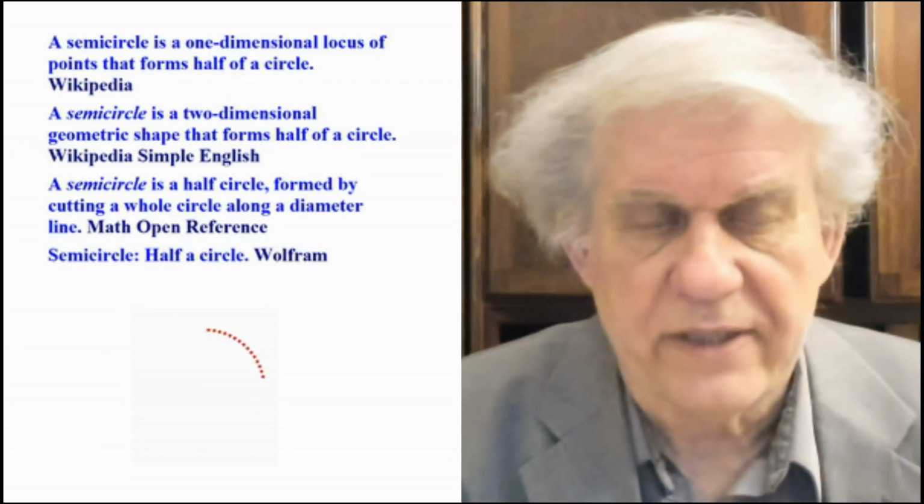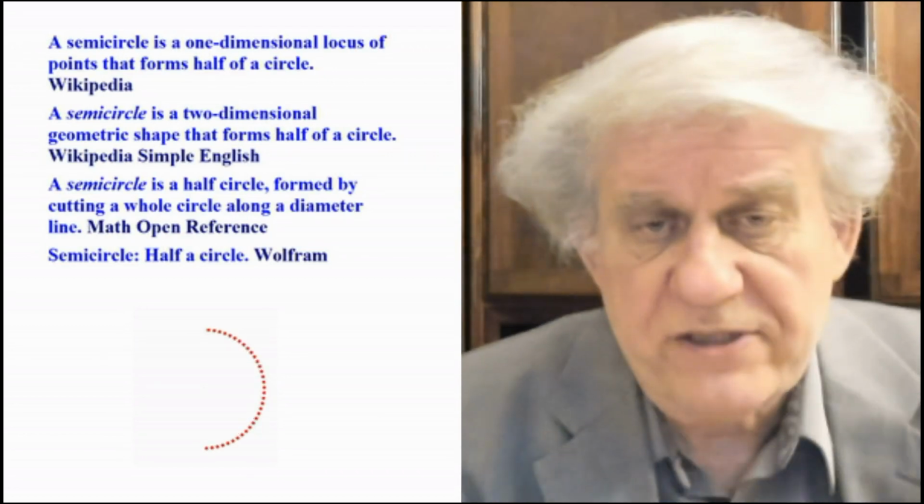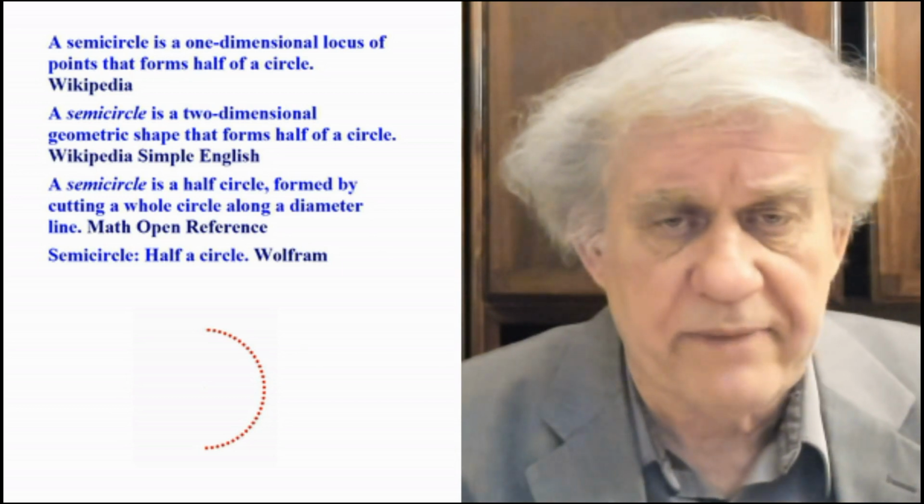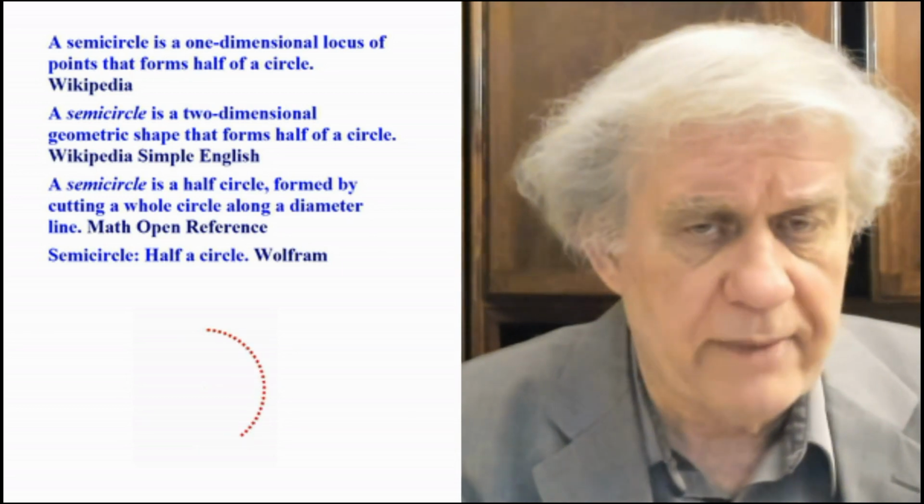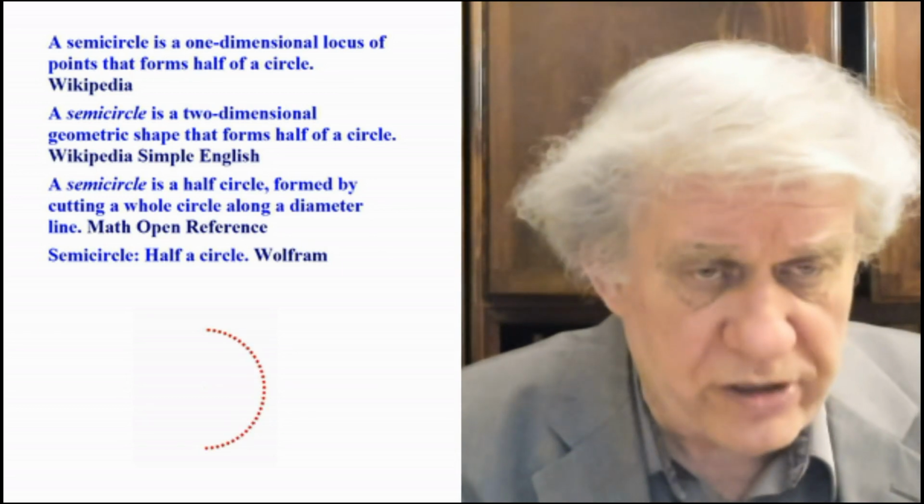Okay, I'm sorry, the semicircle. Semicircle, what is it? Half a circle. That's all it is. So it's the same itinerary, but stopped halfway. So what are we talking about when we say semicircle? Are we talking about a geometric figure? No, we're talking about an itinerary, half an itinerary of a circle.